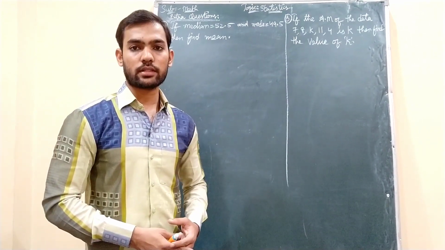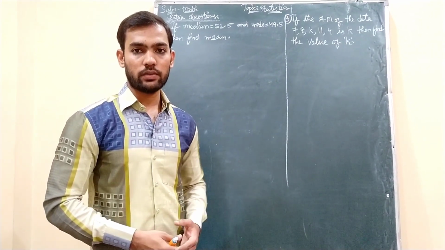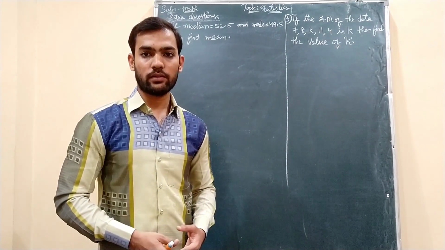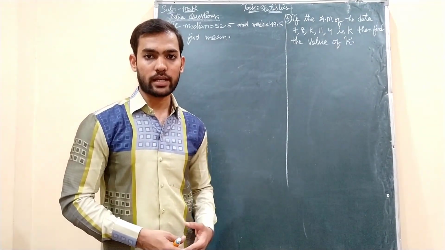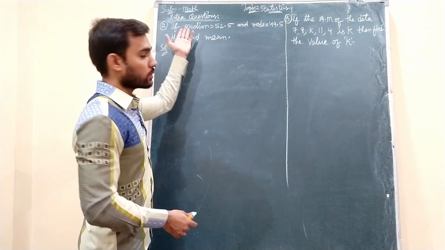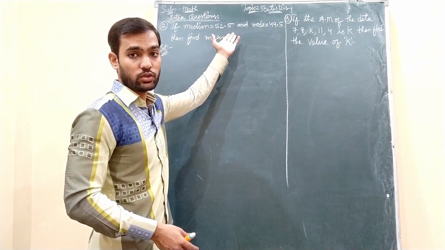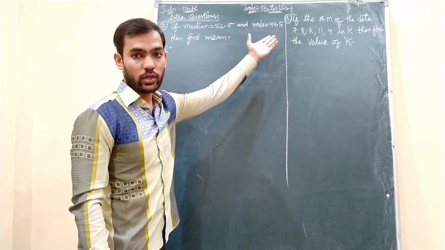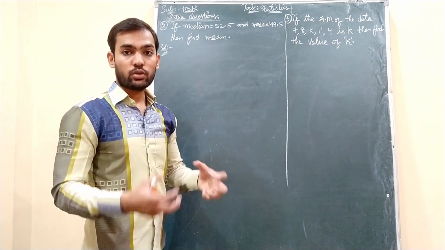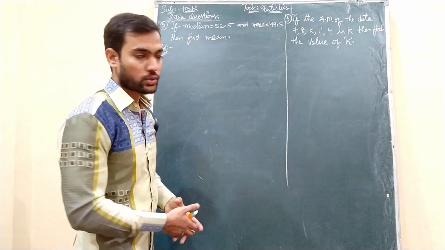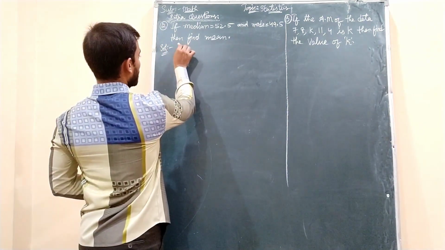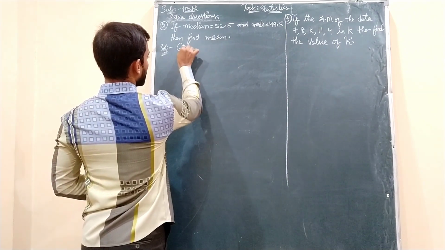So these are 2 more extra questions, students, that we will solve. With this we will wind up our chapter of statistics. Okay, so question number 2 says that if median is equal to 52.5 and mode is equal to 49.5, then find mean. 2 measures are given, the third measure he is asking us to find out. So for that purpose, first we will write the given data.